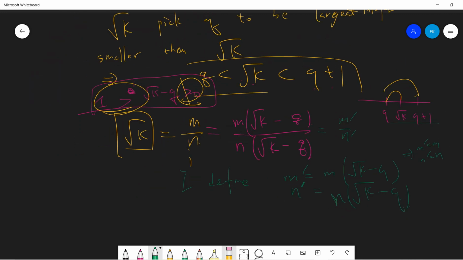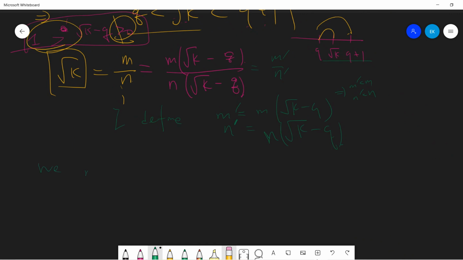So the final thing that we need to show is that m prime and n prime, since they are already less than the original ones, right? So our goal is to show m prime are what? Integers, right? Positive integers. And this should be easy, right? So let's say m prime is m times the square root of k minus q. But I know the square root of k is m divided by n, right? So I can write m is n times the square root of k.